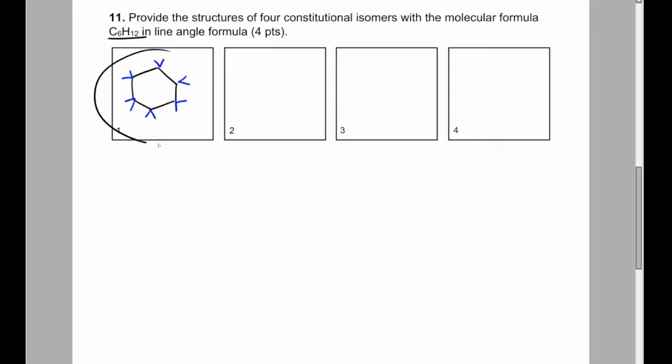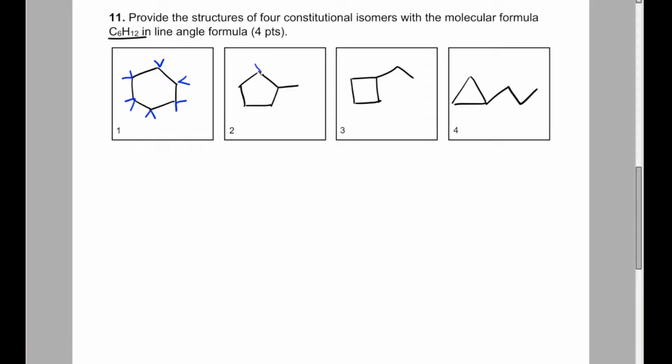So this first one we have is a cyclohexane. The next one we can just draw a cyclopentane, and then put a carbon on the outside. The next one we can draw a cyclobutane and then add another carbon to this outside chain. And then the final one we can draw a cyclopropane and then add yet another carbon to this growing chain on the outside. And we can just count the hydrogens to make sure they are correct.